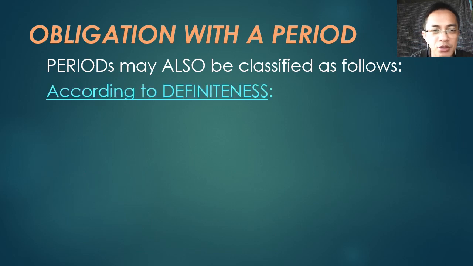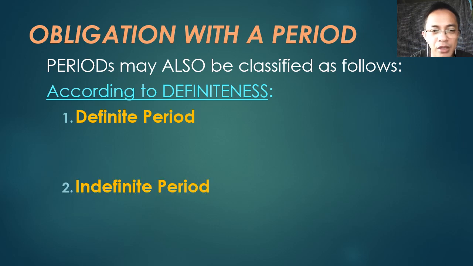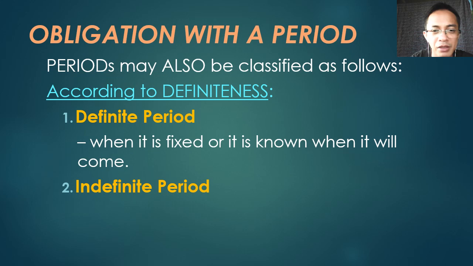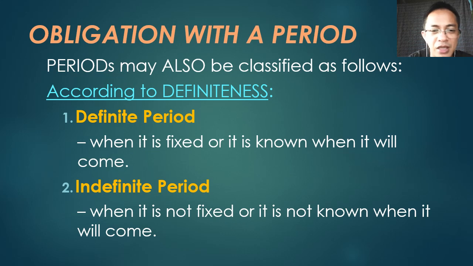Sometimes period may also be classified as to definiteness: number 1, definite period, number 2, indefinite period. Definite period if it is fixed, ang date, klaro, it is known. Ang indefinite period is not known, pero it will surely come like death. Okay? So, indefinite period ang death. Alam natin na mangyari, pero hindi natin alam kailan.